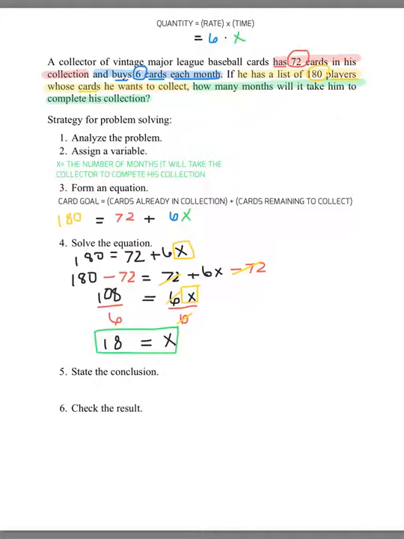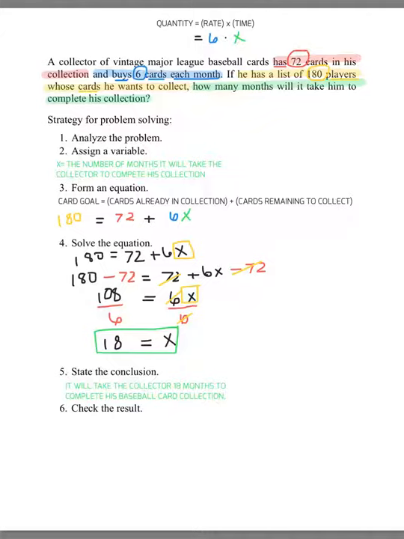So let us go ahead and state our conclusion clearly. The question was, how many months will it take him to complete his collection? So our response to that is going to be the following. It will take the collector 18 months to complete his baseball card collection. Again, our conclusion is simply the question reworded in the form of a statement.